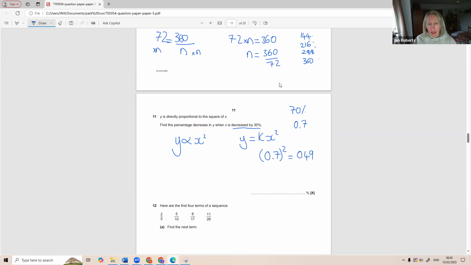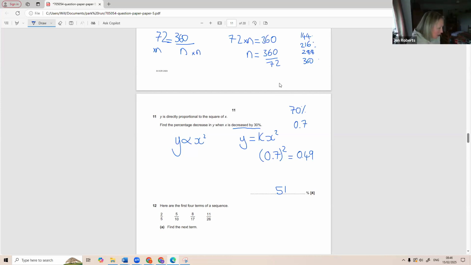So that would mean if I make that up to 100%, that y is 51%. Quite a tricky question, that. So you may have got some marks. Just check the mark scheme to see if you could have picked up some marks on this, because I doubt many people have got this right.